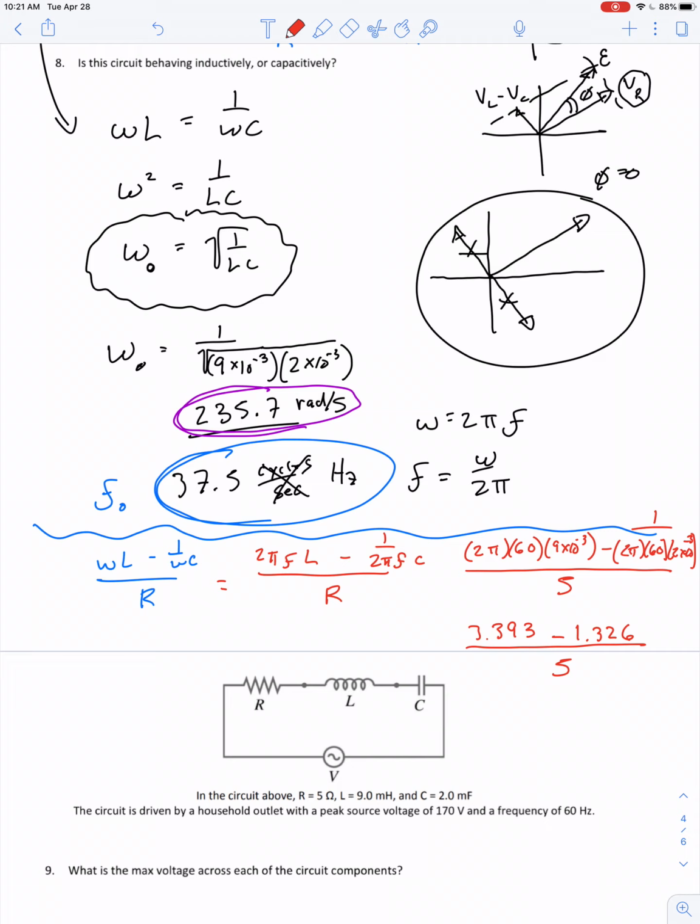Okay, so we get tangent phi is equal to 0.41, so that means our phase angle is about 22.45 degrees. If you want to convert that to radians, then we can multiply by pi and divide by 180.